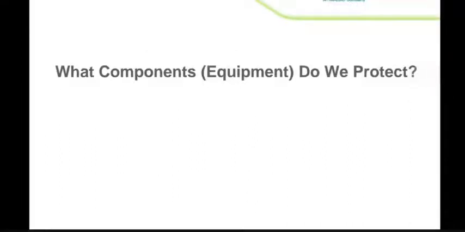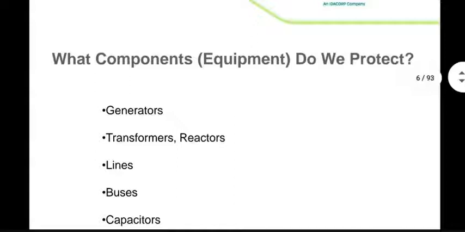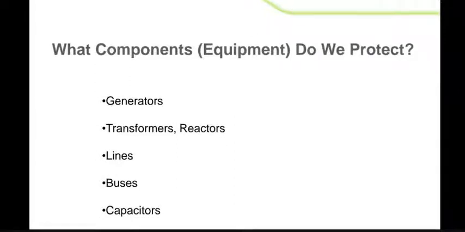What components do we protect? Obviously, the alternator, transformer, and in case of a nuclear system, reactor also. Transmission lines also you need to protect. Buses, these are dedicated lines within the substation. And there are capacitors used to improve the performance. They may also blow up in case of abnormal conditions. So you need to protect them also. They're expensive devices, especially for large power applications.